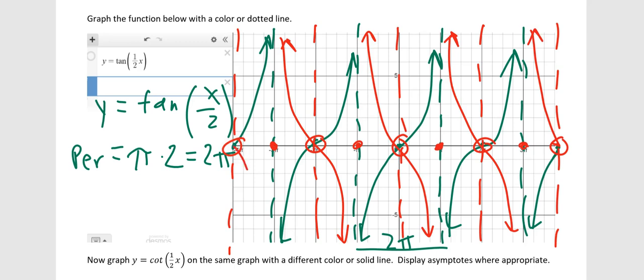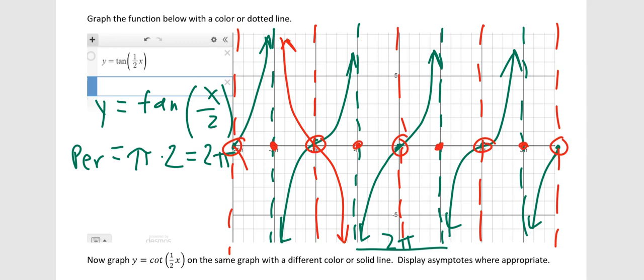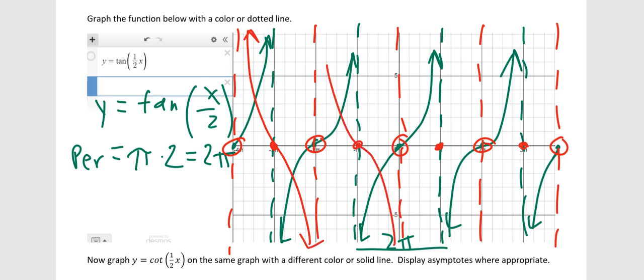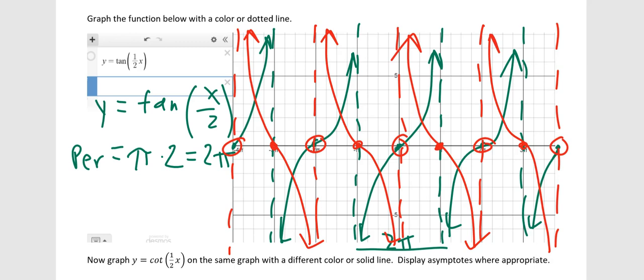Whoa. Did I miss something here? No. I did, didn't I? Daggone it. What did I do wrong? Because I'm colorblind, I was using the wrong vertical asymptotes. Okay? Alright, folks. Now I'll get rid of the green ones so that we're not dying.